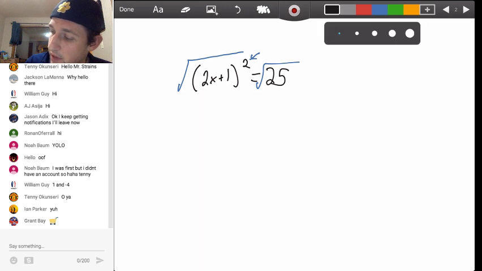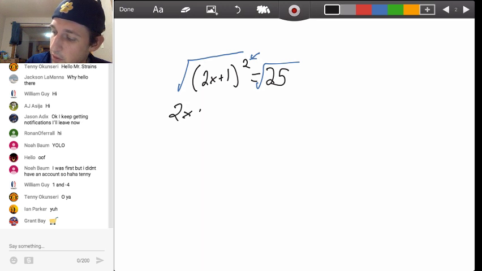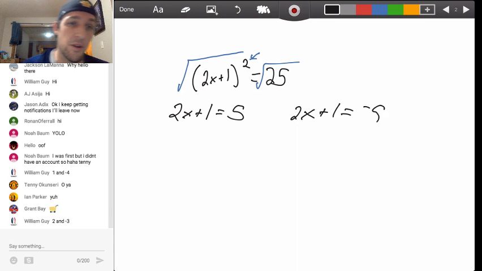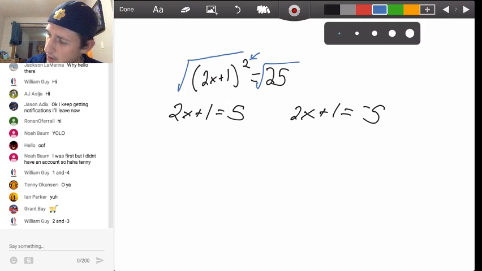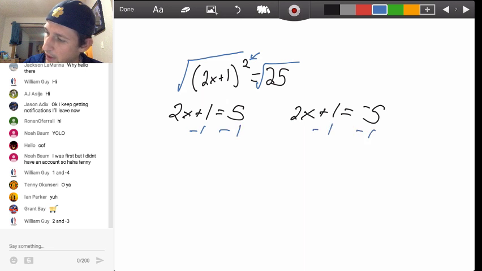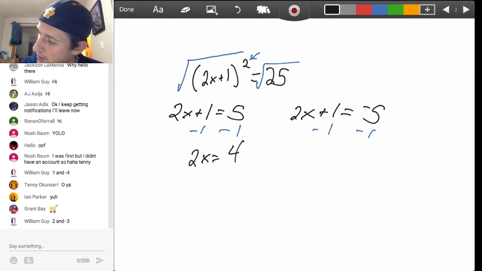When we take the square root of that, we get 2x plus 1, but this is another one in which we have to set up 2 solutions. If you type the square root of 25 into a calculator, it'll simply tell you the answer is 5. But we should know that if we square 5 or square negative 5, we do get positive 25 either way, so we have to solve for both. Subtract 1, we get 2x equals 4. And we get 2x equals negative 6 over in this one. Divide by 2.